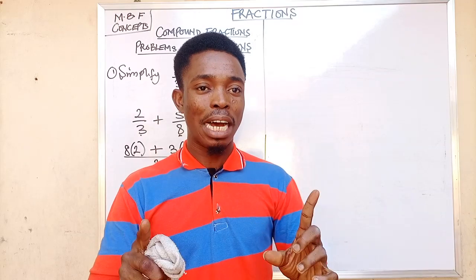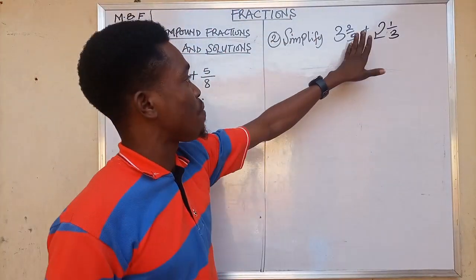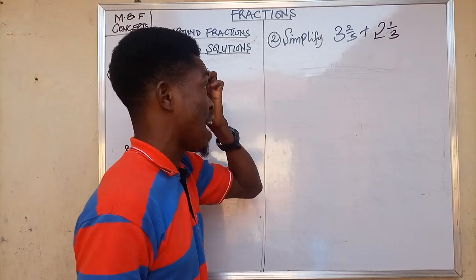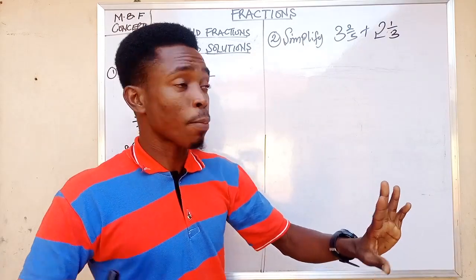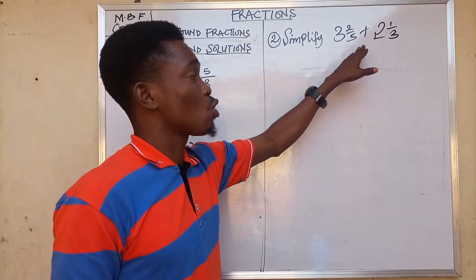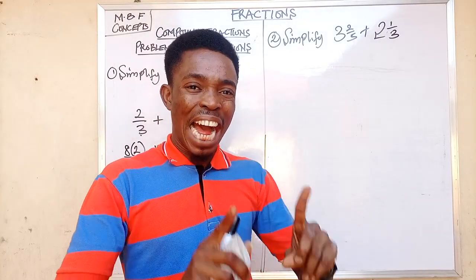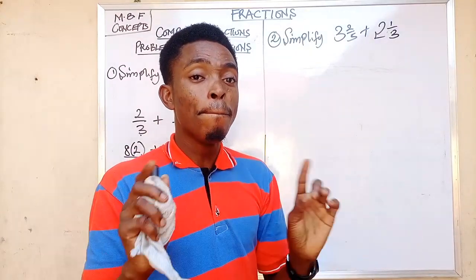All right, do that. Guys, we have question number 2 on the board. All right, now we are asked to simplify 3 whole number 2 over 5 plus 2 whole number 1 over 3. Guys, it's still simple. This question is not different from this, only that we need to convert this one first to what? An improper fraction, because this is a combination of 2 mixed fractions.